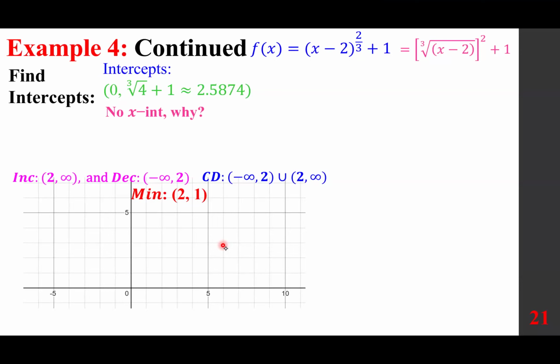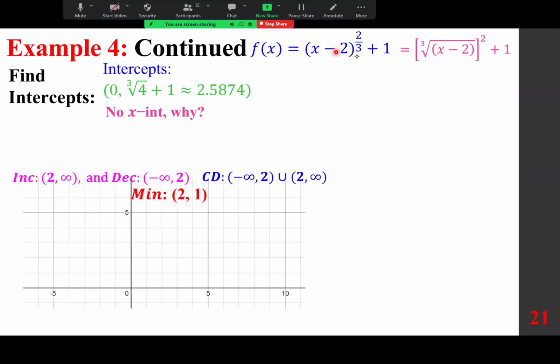How do we know that? Let's justify that. In order to find x-intercept, you set y or f of x equal to 0. To set this equal to 0, we're going to move the 1. So x minus 2 to the power of 2/3 equal to negative 1. When you have a format like this you want to solve, first you get rid of the denominator by raising both sides to the power of the denominator.